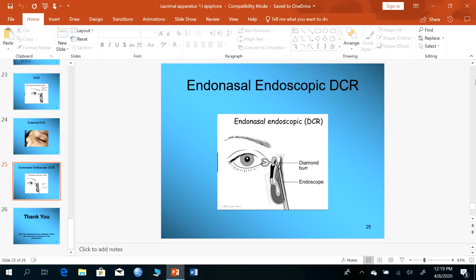Nowadays, endonasal or endoscopic DCR are also prevalent when it is not required that an external wound is visible, and we can do this endoscopic endonasal DCR with the tube and cutter in the nasal cavity, and there will be no external scar over the area of the lacrimal sac. In our ENT department, they are doing this procedure.